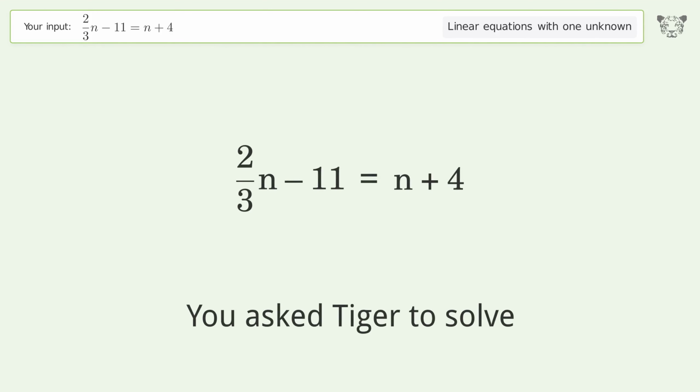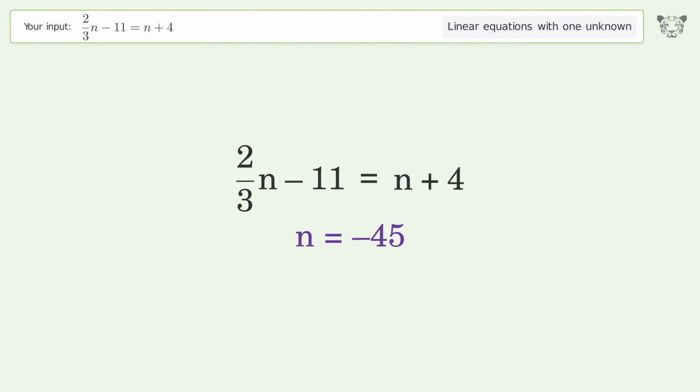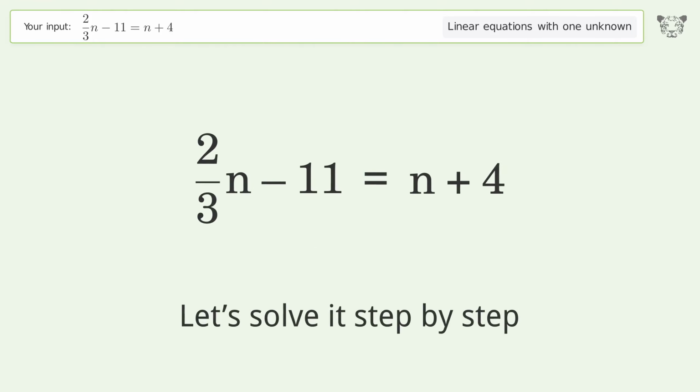You ask Tiger to solve. This deals with linear equations with one unknown. The final result is n equals -45. Let's solve it step by step.